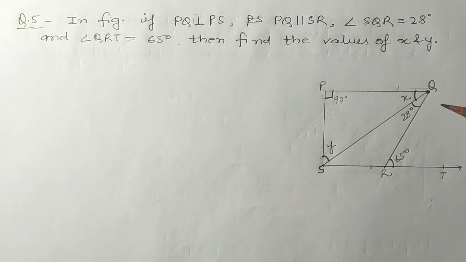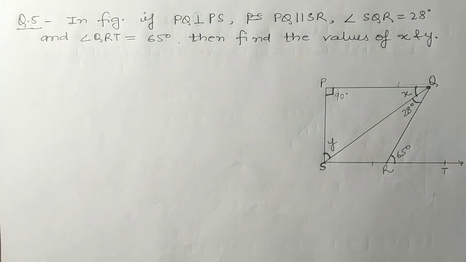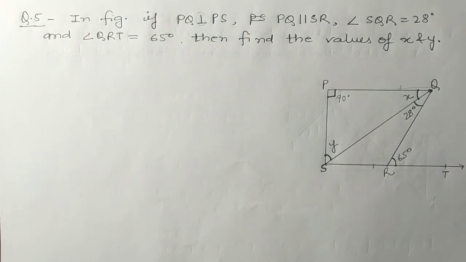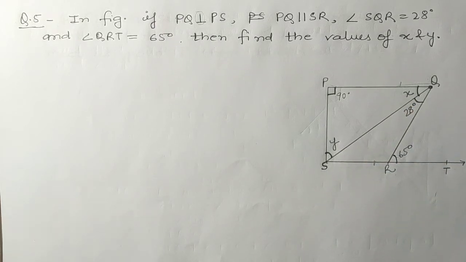And angle QRT, this angle is 65 degree. Then find the values of X and Y. Here it is X and here it is Y. We have to find these values. How will we find it? Let us see, students.